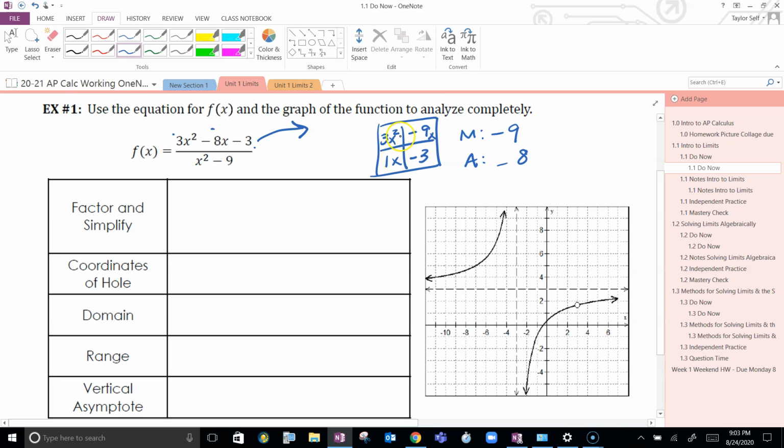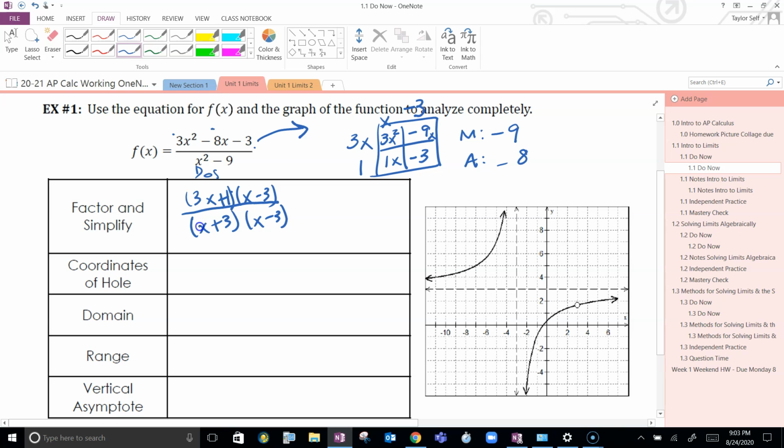Then I pull out a greatest common factor. On this line we have 3x, on this line we have 1, on this line we have x, and then on this line we have negative 3. So this top part factors to 3x plus 1 and then x minus 3. And then the bottom part factors as a difference of squares. You get x plus 3, x minus 3. Okay, cool. And then it says to simplify.